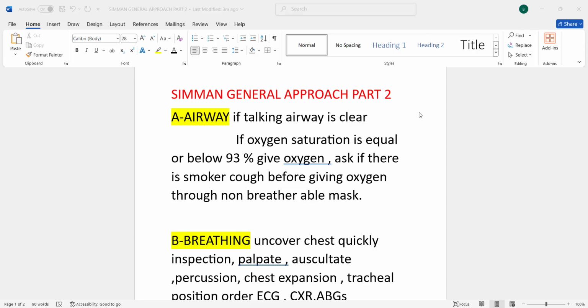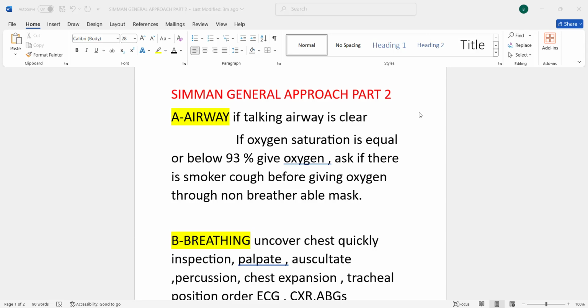There are some examples. For example, in anaphylaxis, if his tongue or lip is swelling, then you will have to manage the airway in the first place rather than jumping to the next part, breathing. So the second part is breathing. After a clear airway, once you have given oxygen for saturation of 93, you will move to the breathing part.